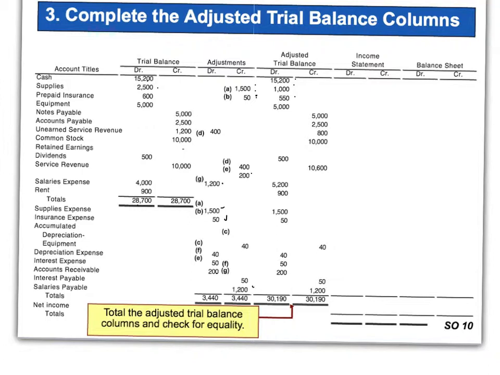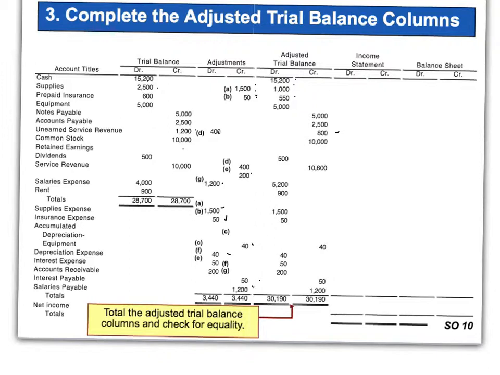Nothing on equipment, nothing on notes payable, accounts payable. Unearned service revenue, now watch that, it had a credit balance of $1,200. We have a debit against that. We reduced that liability. The liability now is $800. And so on. And the adjusting entries have created some new expenses down here. For example, depreciation expense and interest expense, and also interest payable and salaries payable.